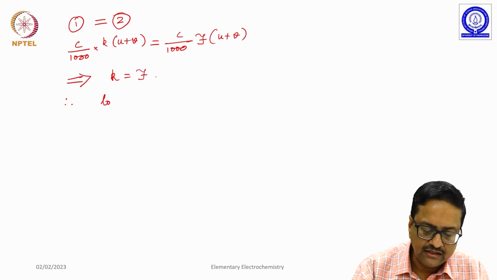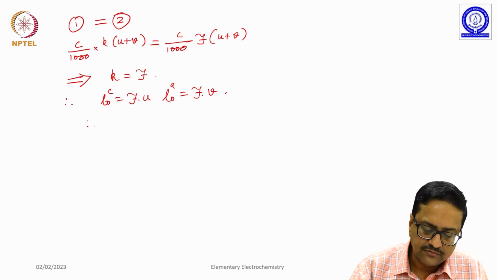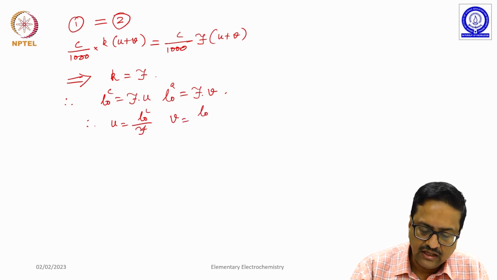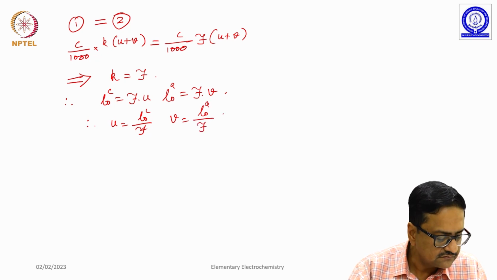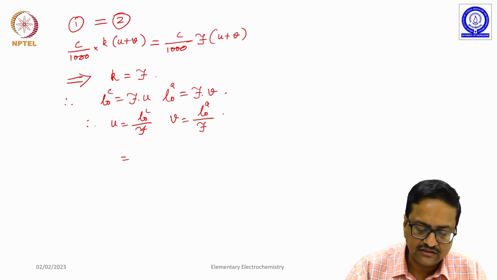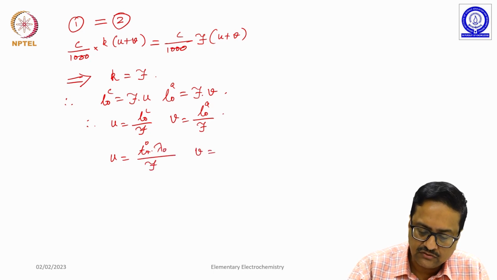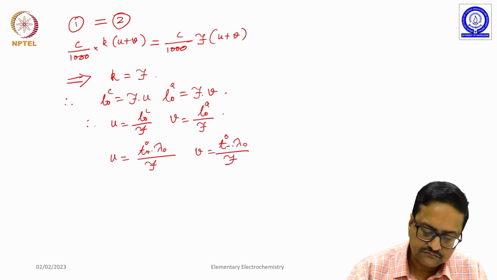Therefore, one can write L0C equal to F into U, L0A equal to F into V. So, you can write U equal to L0C by F, V equal to L0A by F. And then one can further replace these L0s by transport numbers: U equal to T plus at infinite dilution into lambda 0 by F, and V equal to T minus at infinite dilution into lambda 0 by F.